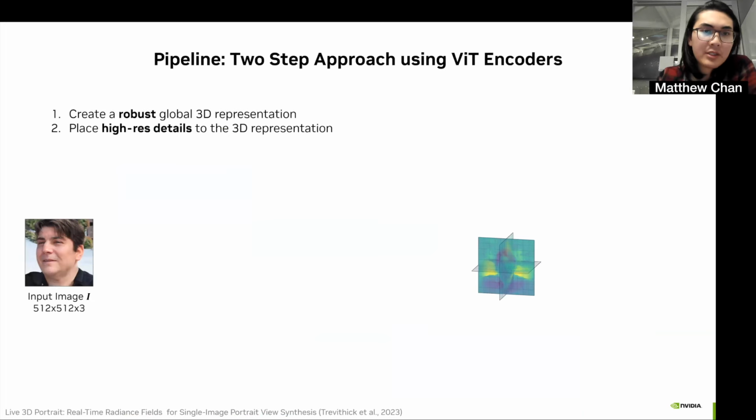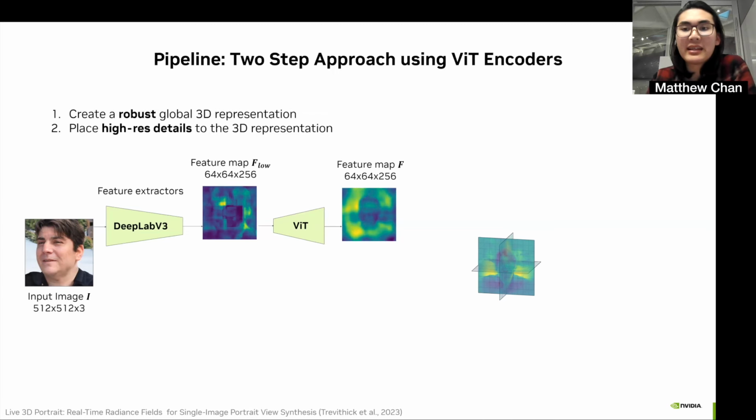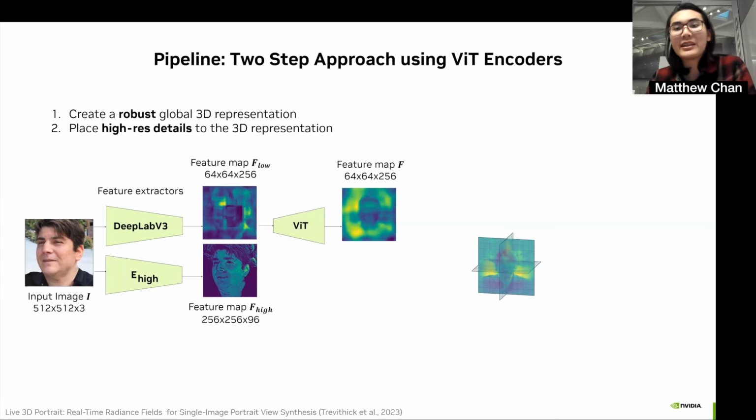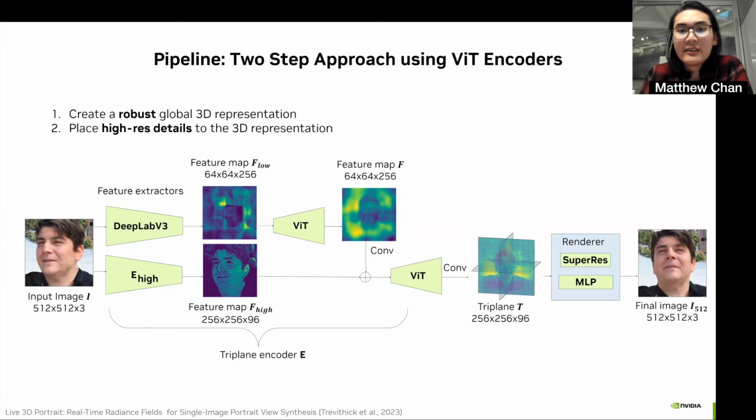So to achieve this goal, we actually propose a two-step approach. First, we're going to take our image and we're going to extract some low resolution 3D deep features with a deep feature extractor, and then feed that to a vision transformer. We're going to then take these and combine these with the high resolution but globally incoherent details using a second vision transformer. And what that does is it produces a final output triplane, which is both 3D consistent, but still maintains the same high resolution details that we originally wanted.